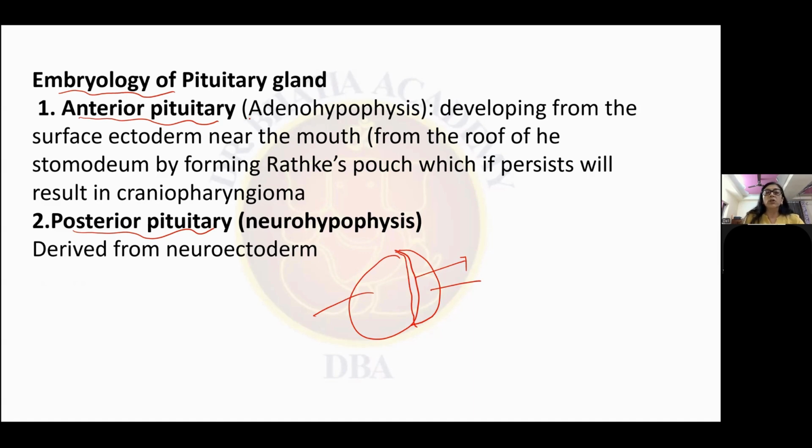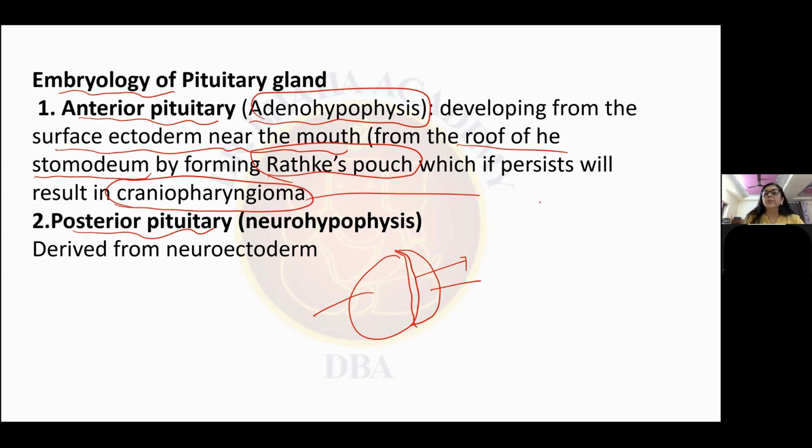The anterior pituitary, which is also known as adenohypophysis, develops from the surface ectoderm near the mouth. It develops from the roof of the stomatodeum by forming a Rathke's pouch. If it persists, it might result in craniopharyngioma, the most common pituitary mass of childhood. The posterior pituitary, also known as neurohypophysis, is derived from the neuroectoderm.